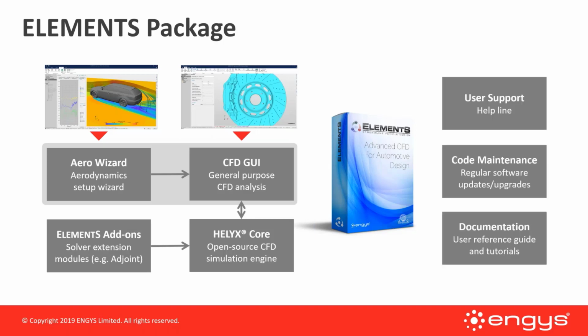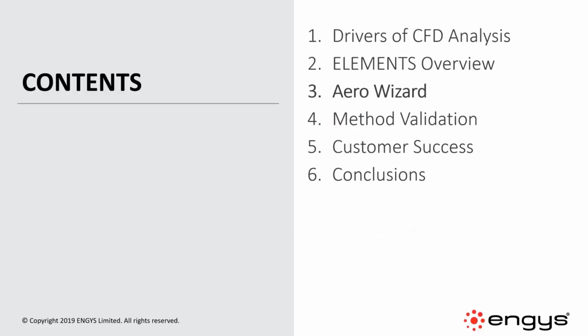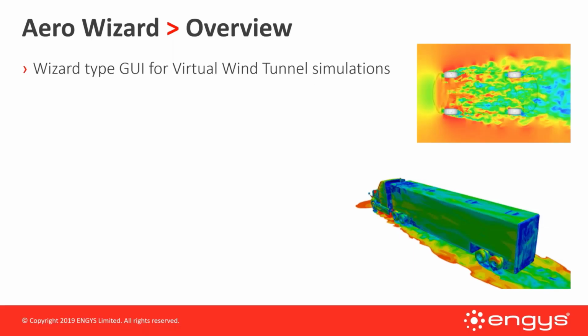And with Elements, there's user support, code maintenance with regular software updates, bug fixes, things like that, and then documentation to allow you to do self-study, to dive deeper into the different settings of the mesher. If you're setting up a lot of things via text files after you've set up a case and you want to go through and tweak something on the back end, you can do this using the documentation that comes with Elements. All right, so let me talk about the Aero Wizard.